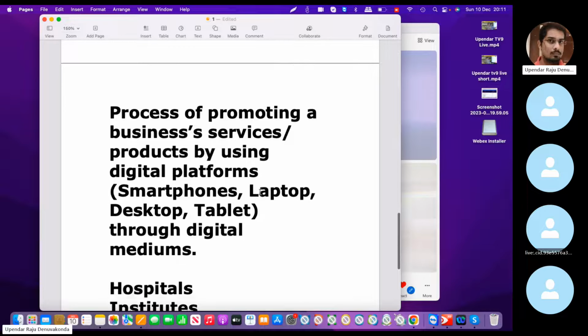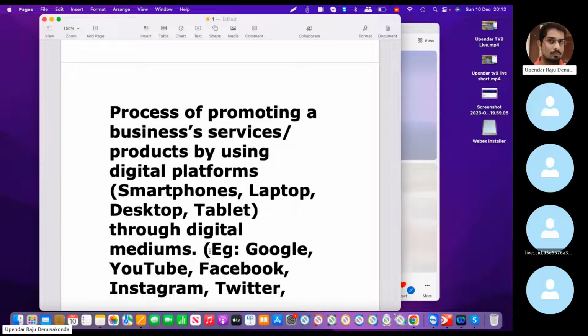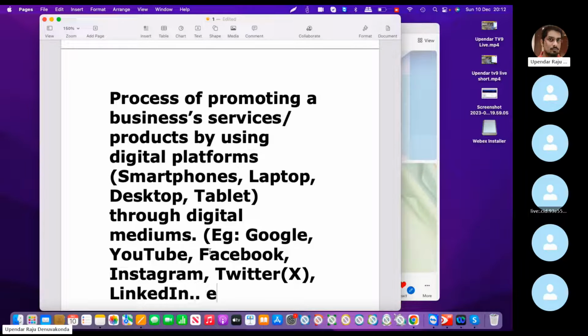And I refer to one more term, called digital mediums. There are plenty of digital mediums available, but the best examples that I can refer to are Google, YouTube, Facebook, Instagram, Twitter, which is also called X, and LinkedIn. So we have many digital mediums, by using which you try to promote your business services and products. So this is the formal definition of digital marketing, internet marketing, online marketing, or inbound marketing.